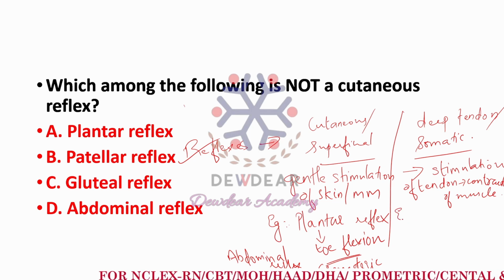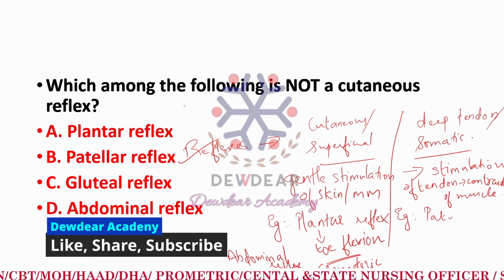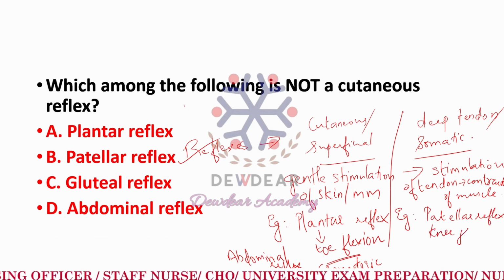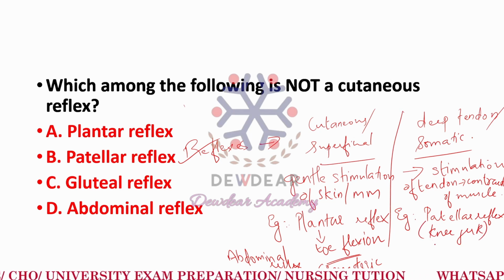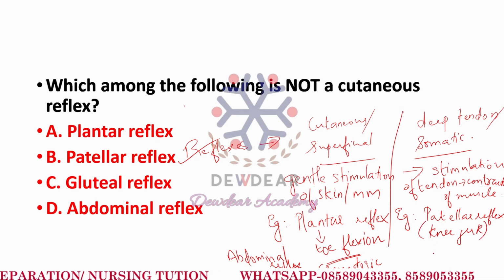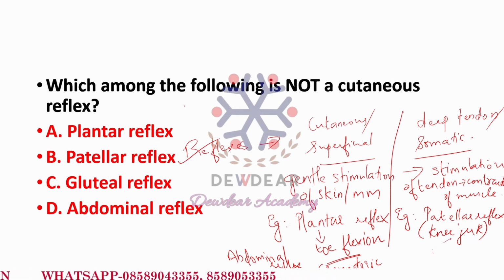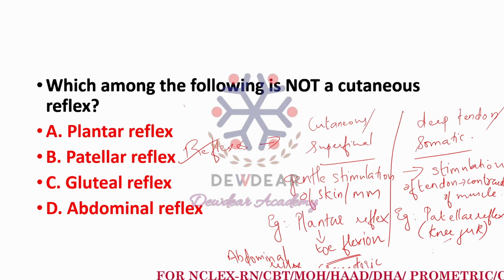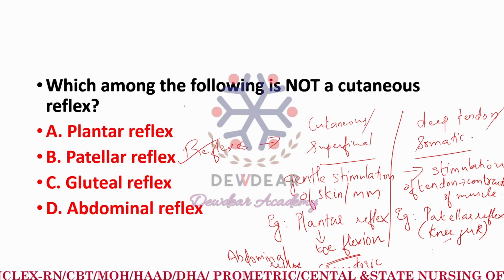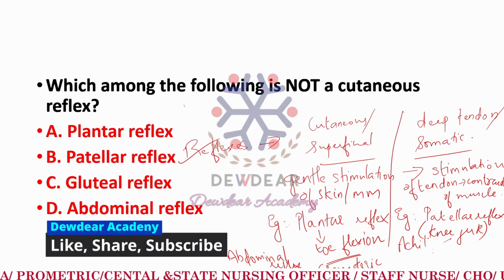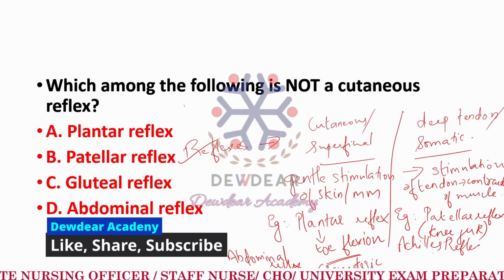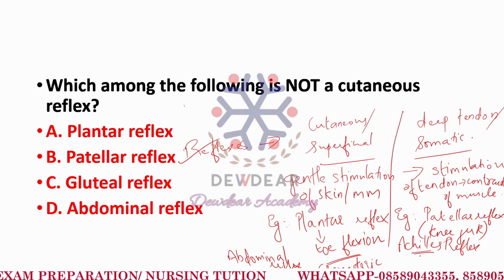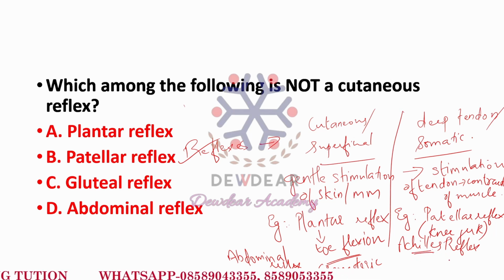We can give examples here. One is the patellar reflex, or knee jerk. Tapping the patellar tendon causes the contraction of the quadriceps muscles. So if a particular tendon is stimulated, that results in the contraction of the corresponding muscles. Another one is the Achilles reflex. Tapping the Achilles tendon causes the contraction of the calf muscles.